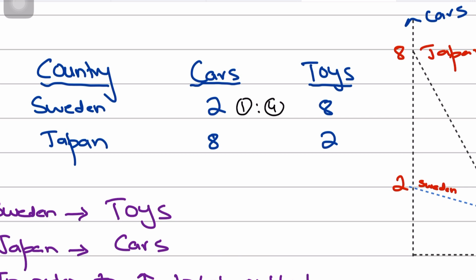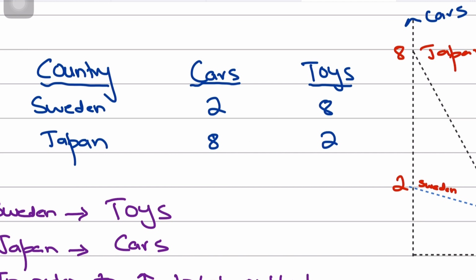Now similarly, Japan can make 8 cars, and if it makes 8 cars, it forgoes 2 toys, right? So in order to make 1 car, Japan has to forgo how many toys? You divide 2 by 8. So the answer would be 1/4, which is 0.25. So Japan, in order to produce a car, needs to forgo 0.25 toys, right?